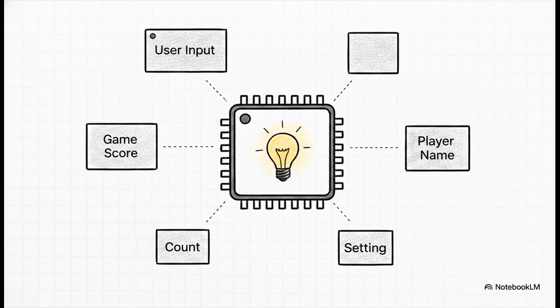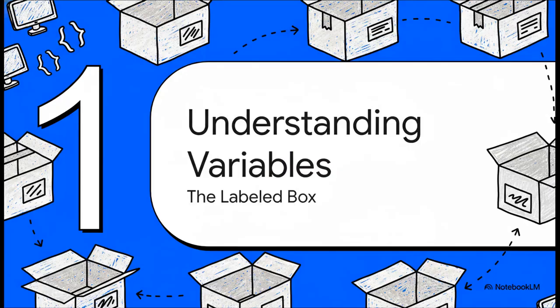They are, in a sense, the memory of a program. They're what give websites the power to feel alive and actually respond to you. Okay, to really wrap our heads around what a variable is, let's just forget about code for a second. Instead, I want you to picture this. Imagine you've just got a bunch of empty boxes, and each one has a nice, clear label on the outside.